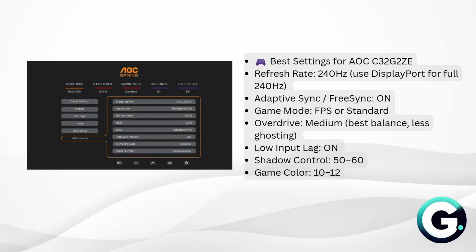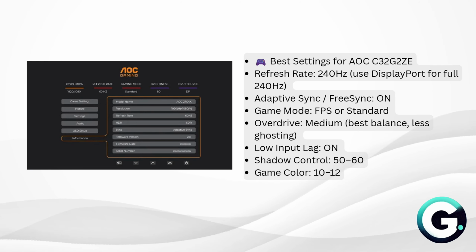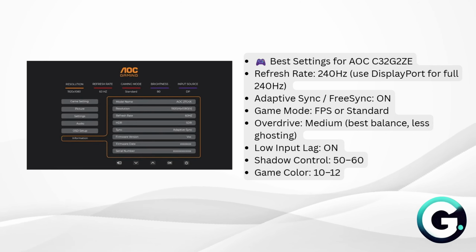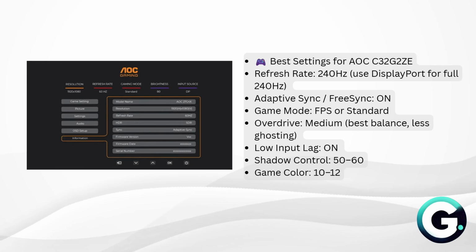For the adaptive sync, you want to set this to on. The game mode is going to be on FPS or standard. For overdrive, you want to set this to medium. Basically, it has the best balance and less ghosting.